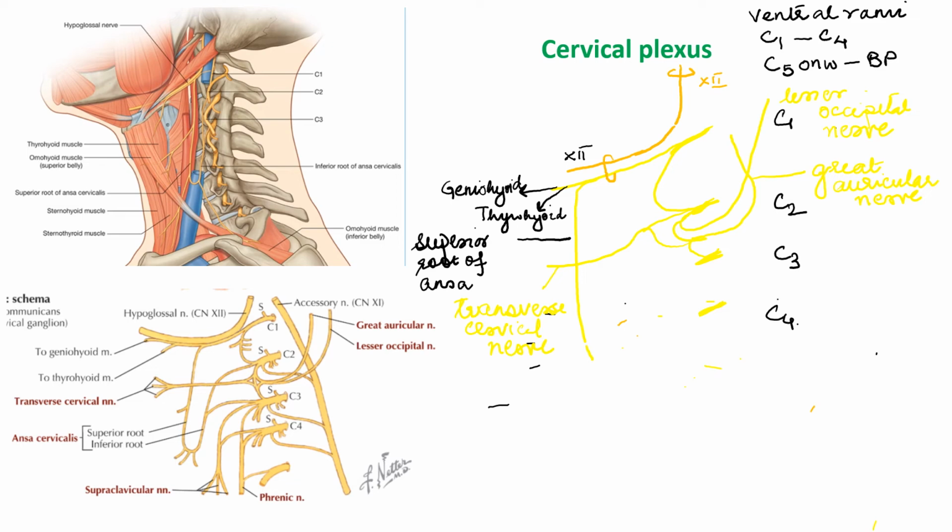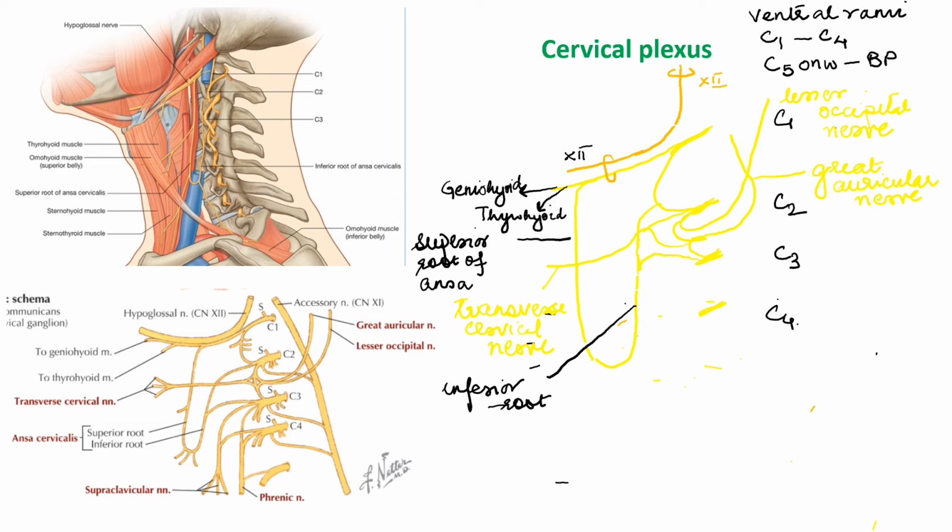The C2 and C3 fibers also join together and form this inferior root of the Ansa Cervicalis. Together, the superior root and the inferior root join together to form the Ansa Cervicalis, which will be supplying the strap muscles, the infrahyoid muscles.